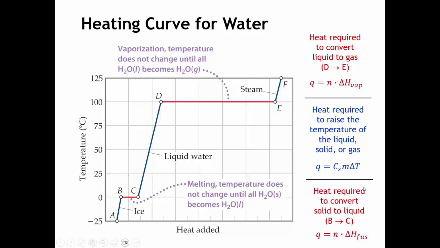And going back to Chapter 5, we learned about specific heat. So the amount of heat added is going to be equal to the specific heat, C sub S, times the mass, times the change in temperature.